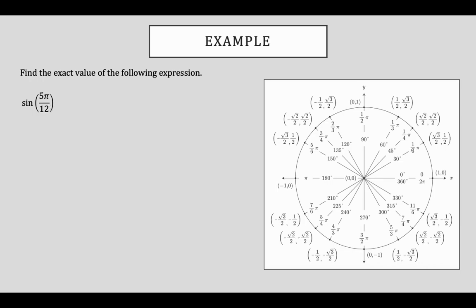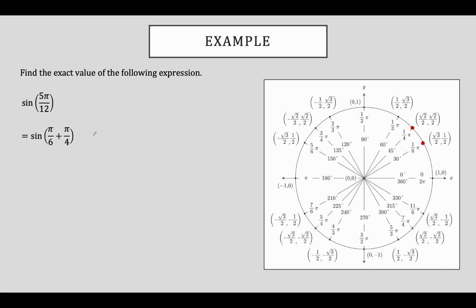So pi over 6, I can rewrite as 2 pi over 12. Pi over 4, I would multiply this by 3 over 3 to get a denominator of 12. That gives me 3 pi over 12. And notice 2 pi over 12 and 3 pi over 12, if I add those two together, I get 5 pi over 12. So the combination of adding those two angles will give me 5 pi over 12. That is pi over 6 plus pi over 4. So the sine of 5 pi over 12 is equal to the sine of pi over 6 plus pi over 4.